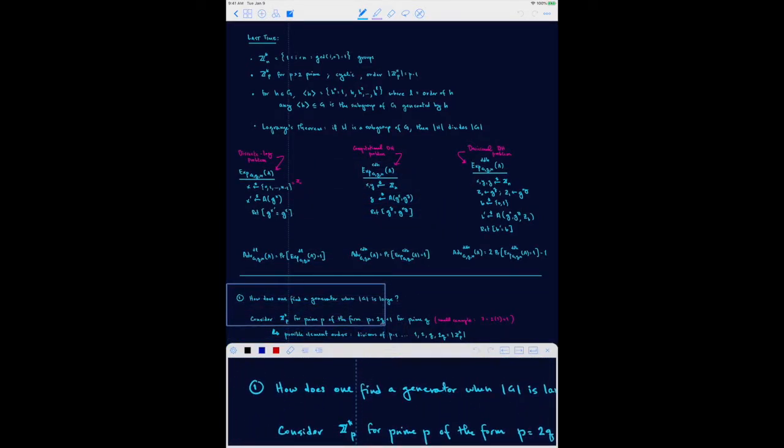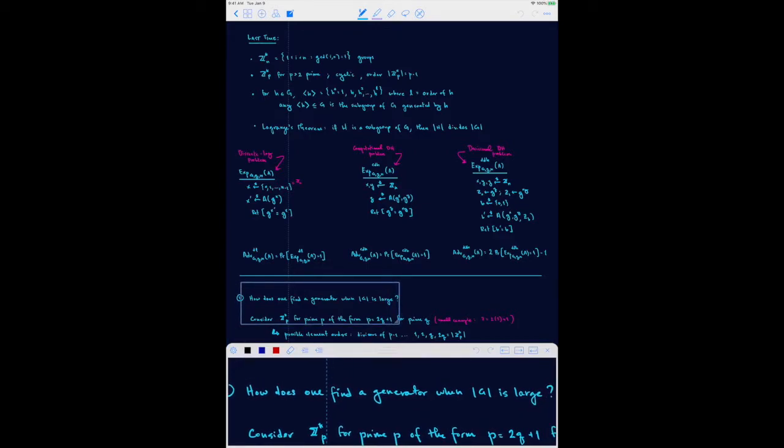Right. So here we go. How does one find a generator when the order of the group is large? This is the first question.